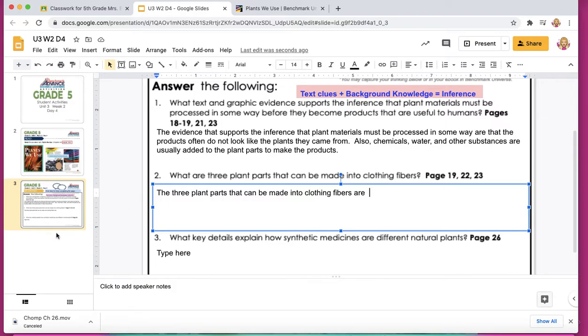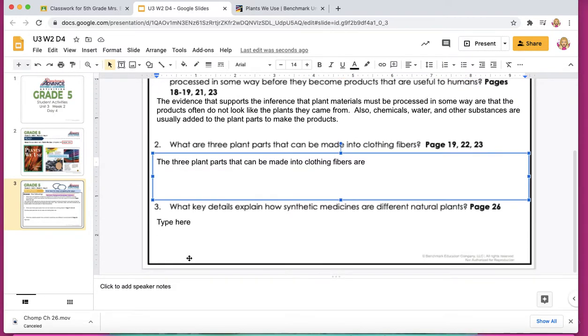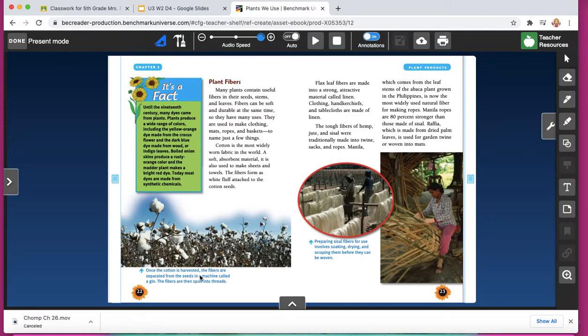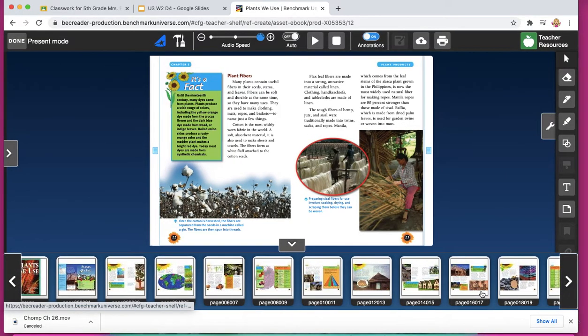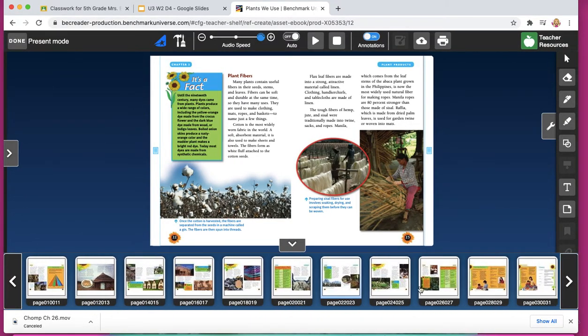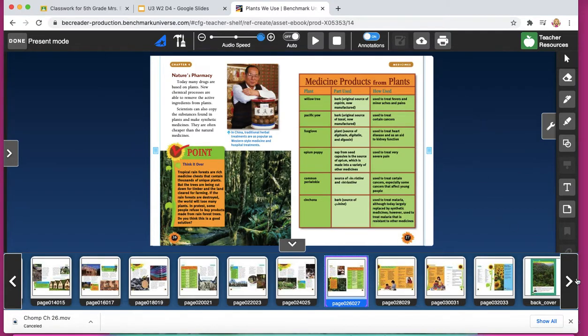Okay, let's move on to number 3. Now, number 1, I gave you the whole answer. Number 2, I gave you a sentence starter. Number 3, I'm just going to talk you through it, and you're going to need to write the whole sentence. What key details explain how synthetic medicines are different from natural plants? Synthetic usually means man-made. So how are the man-made medicines different from natural plants? Let's go to page 26 and see if we can find some information on synthetic medicines right here.